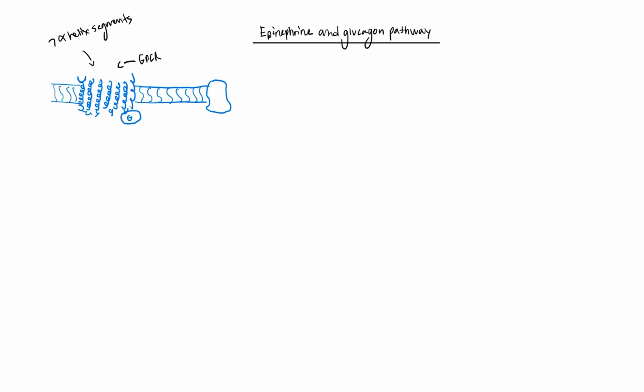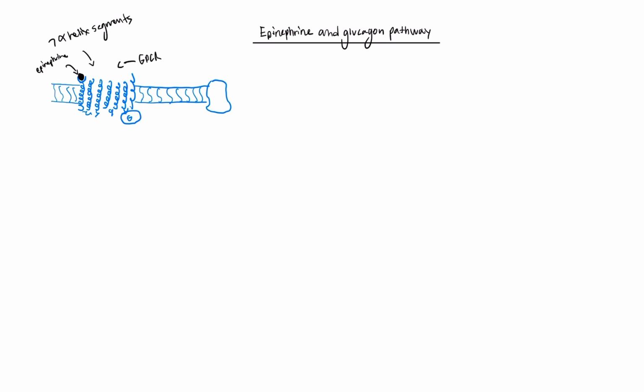And so you'll have a first messenger bind to the active site right here. And this first molecule right here can be either epinephrine or glucagon. And the final result of this pathway is to increase your blood sugar. So let's say this is epinephrine.